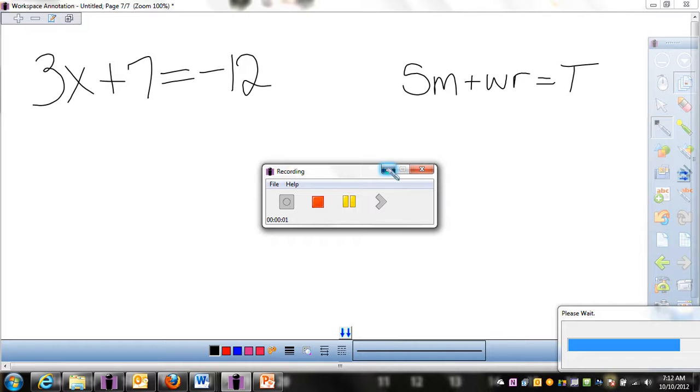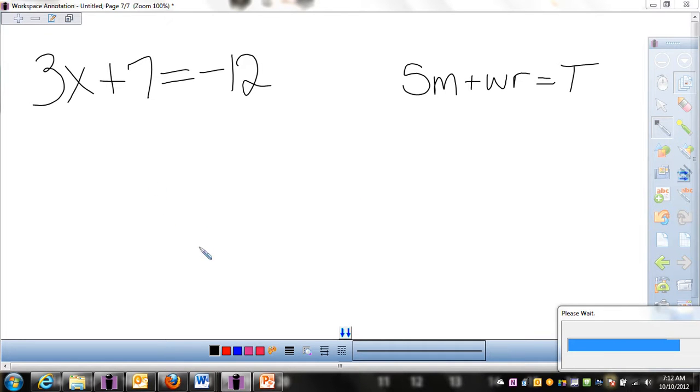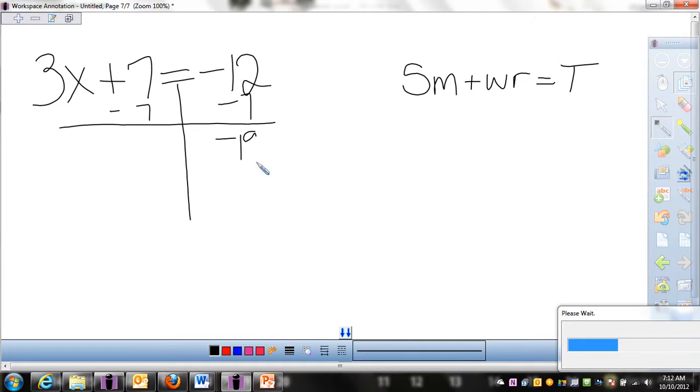Alright, so what we're doing today is solving equations for a variable. Now, if you can solve this equation over here, then you can do this. All you're going to do, obviously, is subtract the 7, keep the same sign, add, negative 19, 3x. Divide by 3, cancels, divide by 3.